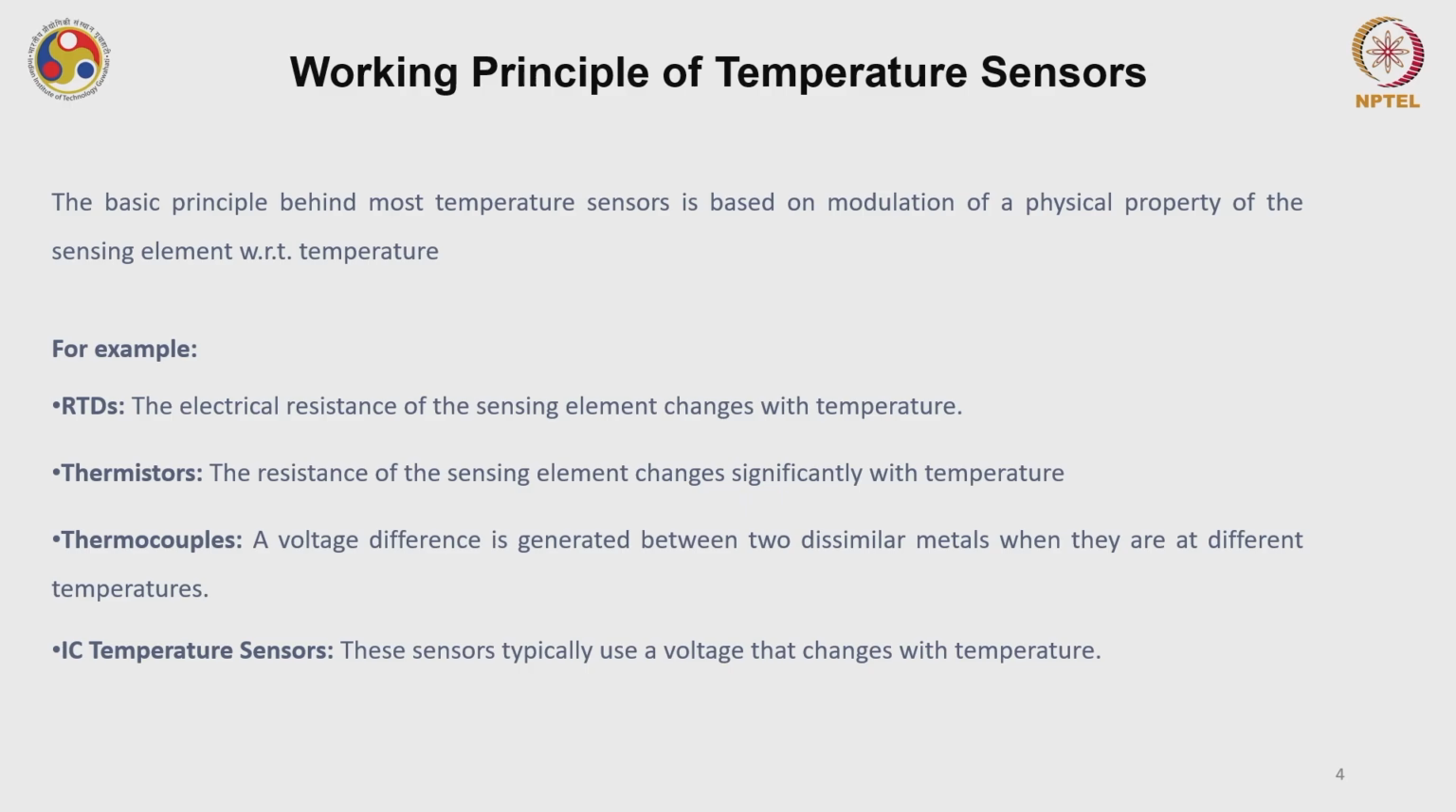Then there is another kind of device known as thermocouples, in which a voltage difference is generated between two dissimilar metals when they are at different temperatures. Similarly, there are IC temperature sensors, where you have mostly semiconductor devices in place and there is a change in the voltage with respect to the temperature applied.